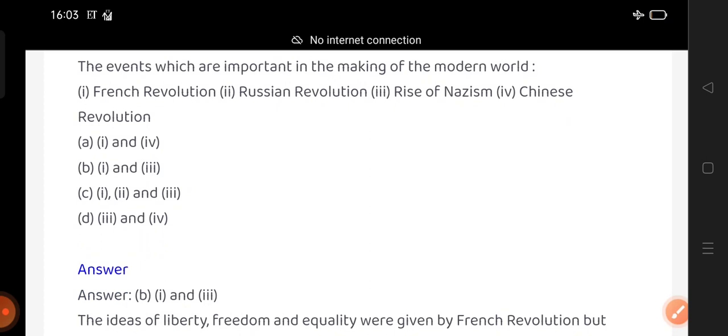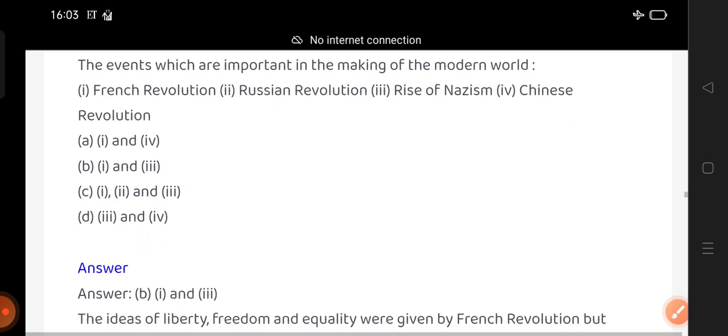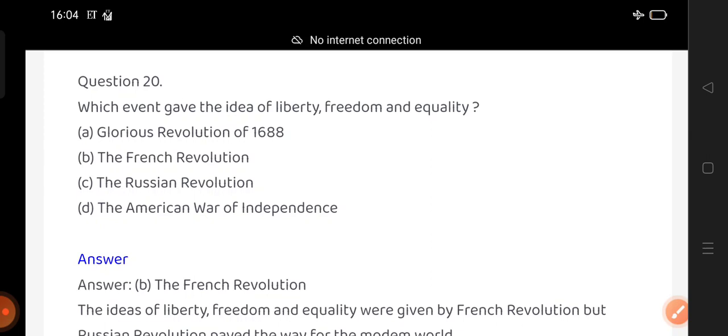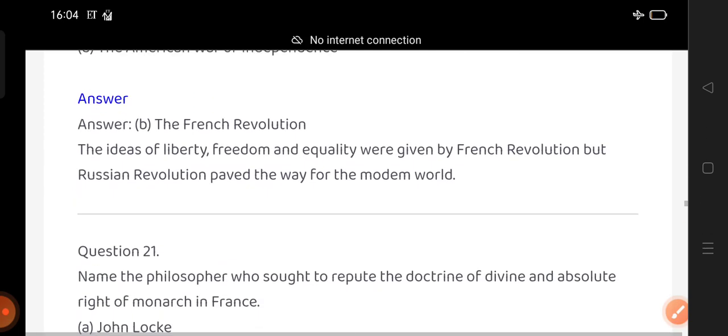Okay, if you have any doubt regarding this question, let me know. Question number 20. Which event gave the idea of liberty, freedom and equality? Counting begins. 1, 2, 3, 4. Okay, the answer is the French Revolution.